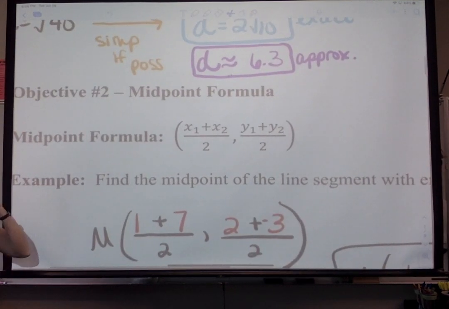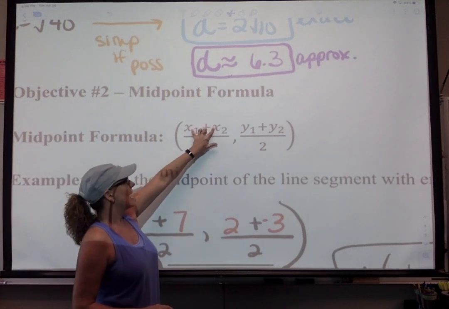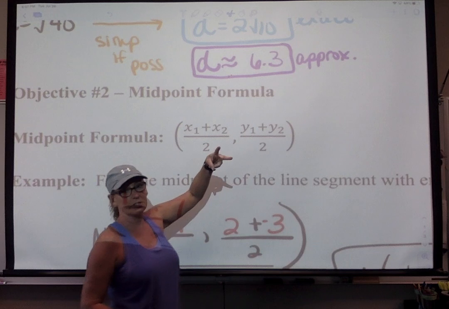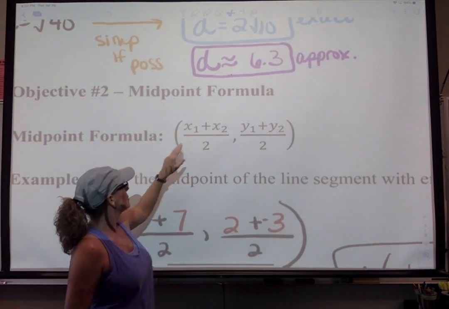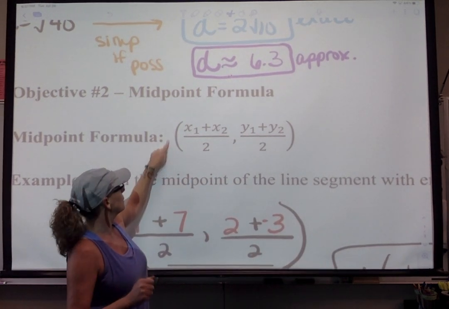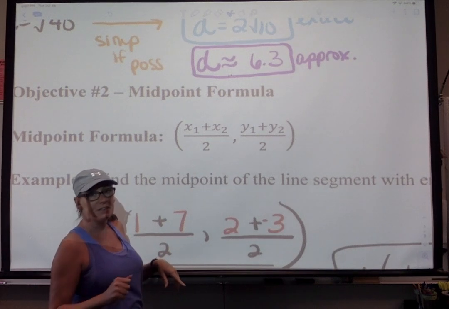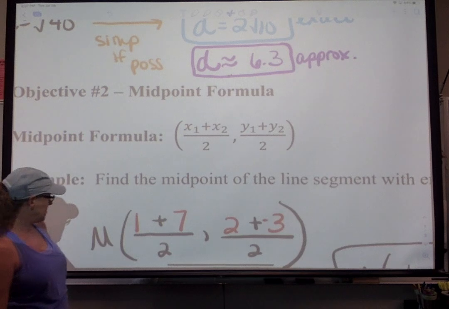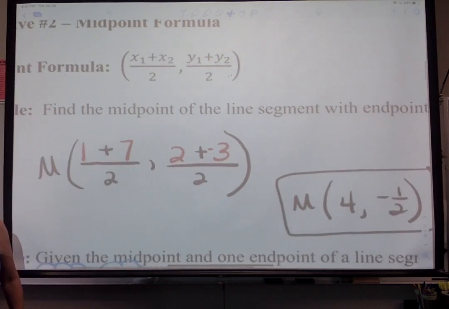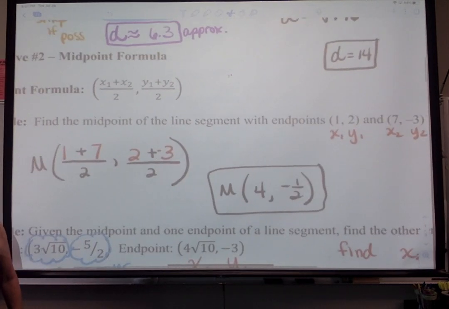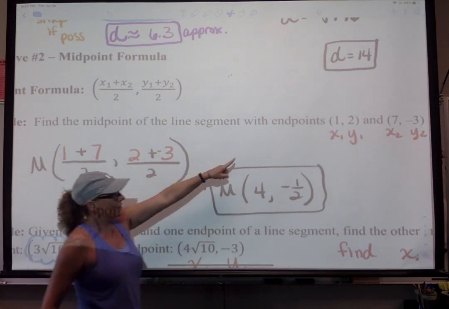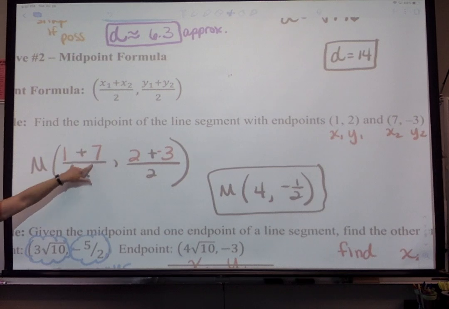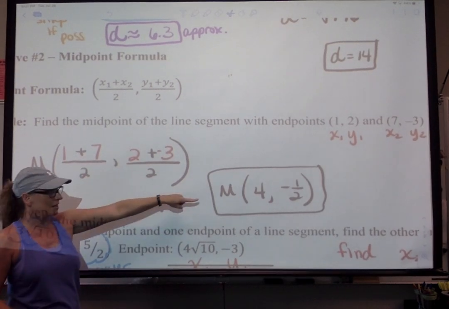Midpoint formula. So keep in mind, we're just averaging our x values and we're averaging our y values. There are only 2 of them. We're just doing the average, and we usually put a capital M out here that says, this is my midpoint. So again, x1, y1, x2, y2, plug them in, did the math, and I got 4, negative 1/2.